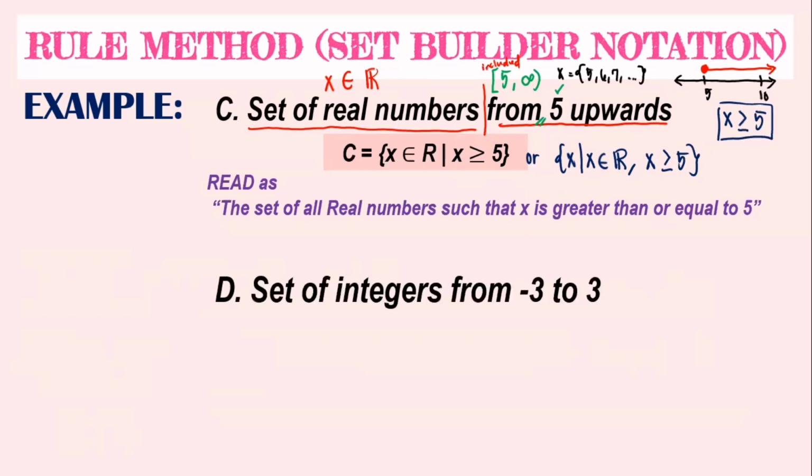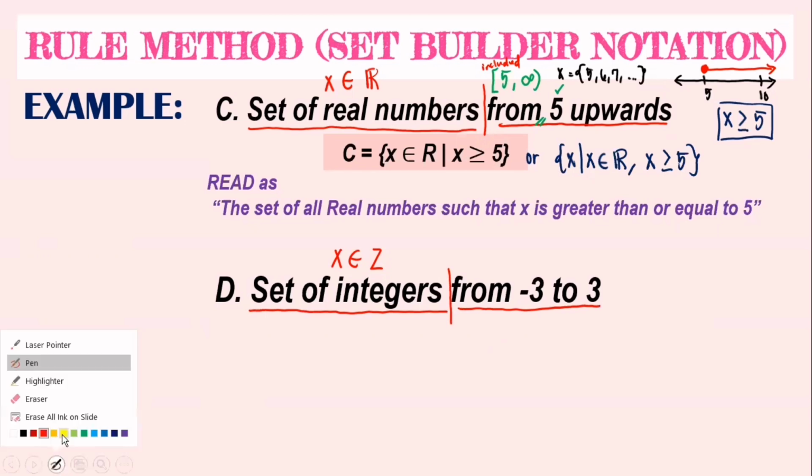Let's have another example, letter D. Set of integers from negative 3 to positive 3. So in this case, ito po yung membership, set of integers. Okay, can be written as x is an element of z, kasi z is the symbol for the integers. And then such that, properties. Okay, ibig sabihin, gamit natin dito ay from negative 3 to 3, mula sa negative 3 hanggang sa 3.